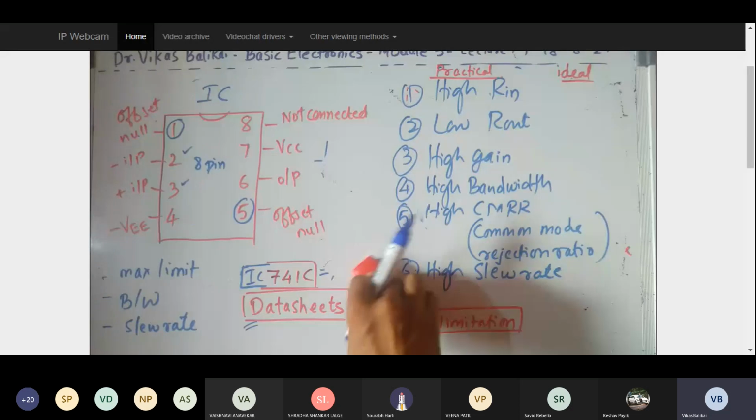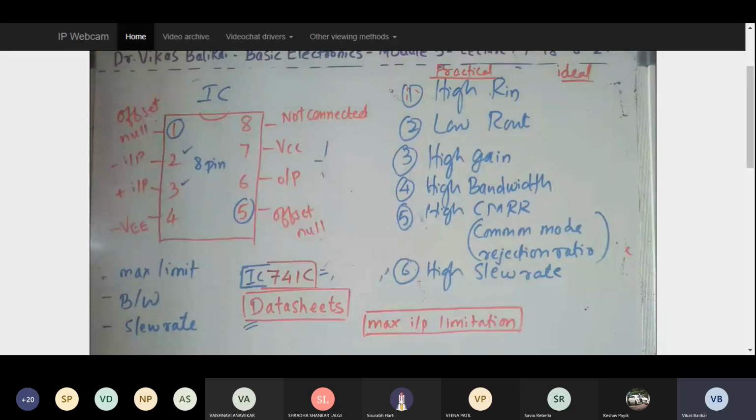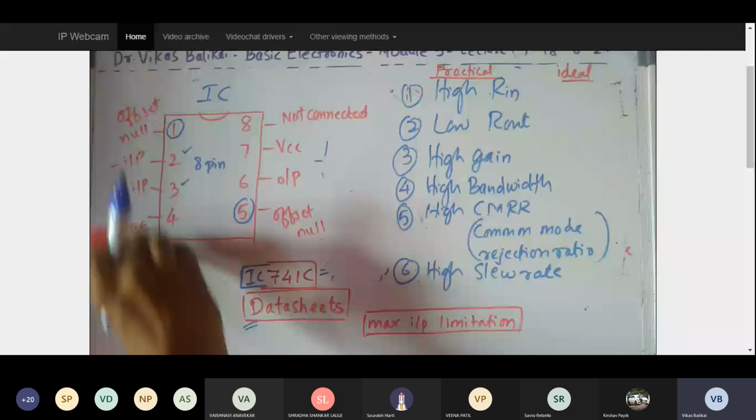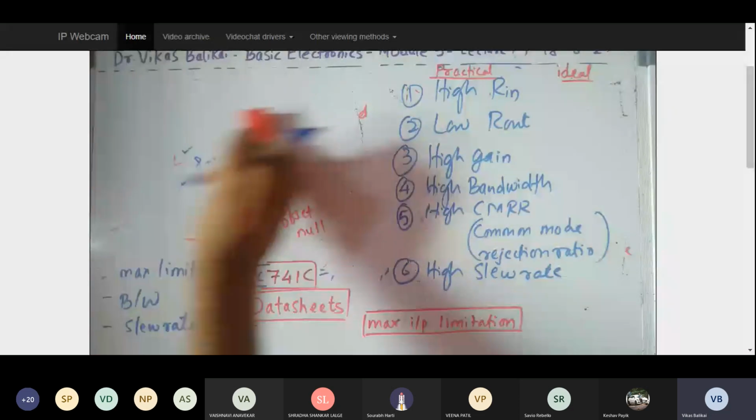Along with that, it should have no effect from temperature, and it should ensure that there is less distortion. All those things can also be considered characteristics, but the main important characteristics are what I have written on your board. Now we have seen why we should have high input resistance and why we should have low output resistance. We have already done with that.